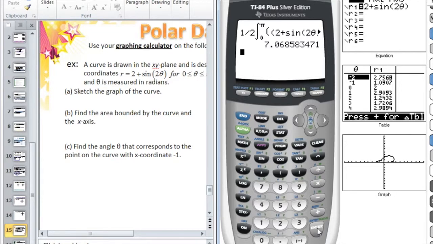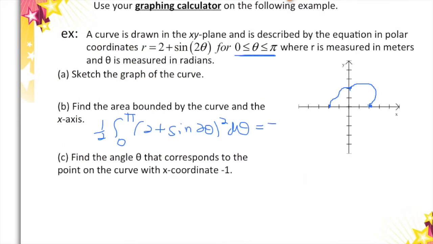So then our answer, we would put 7.0685 meters squared. And so that's the area bound by the curve.